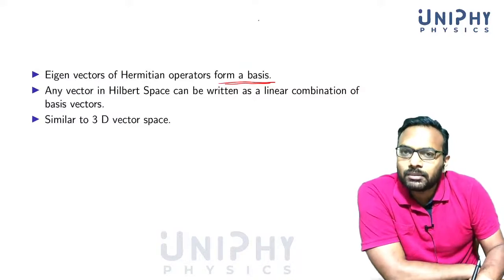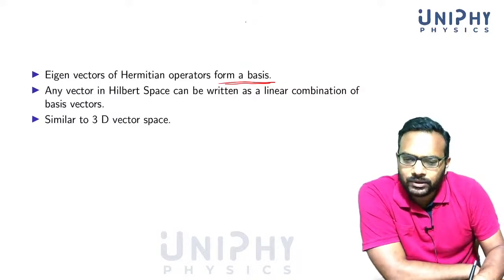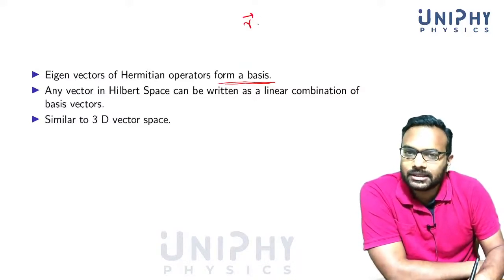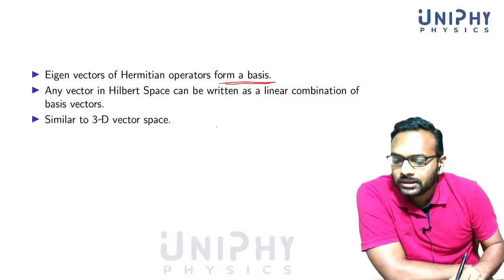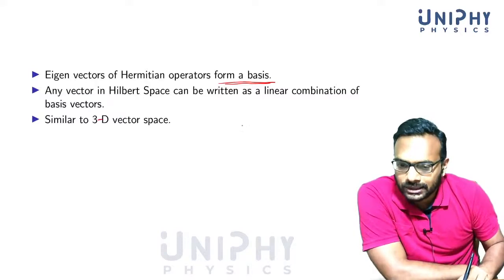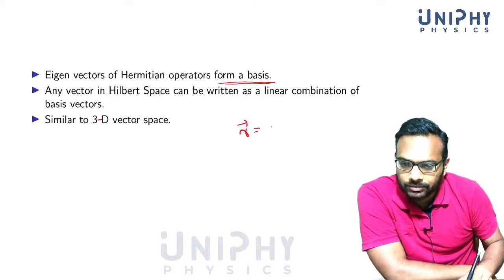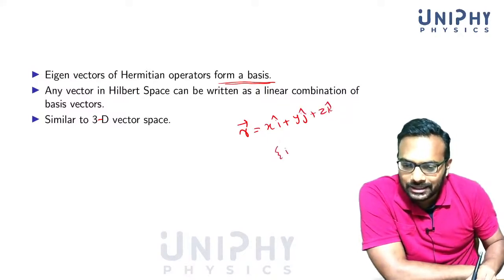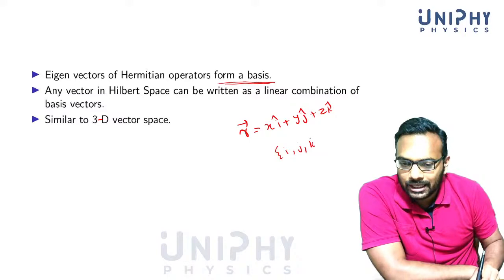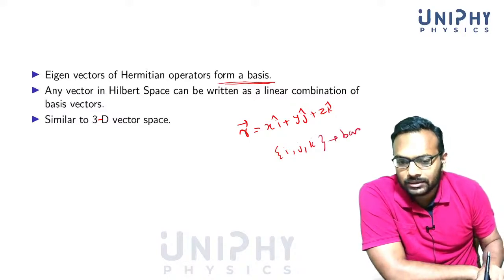So what do we mean by a basis? By basis we mean, for example, if you have a vector in three-dimensional Euclidean space, where any vector is expanded in terms of some basis, xi plus yj plus zk. This set i, j, k is known as the basis.